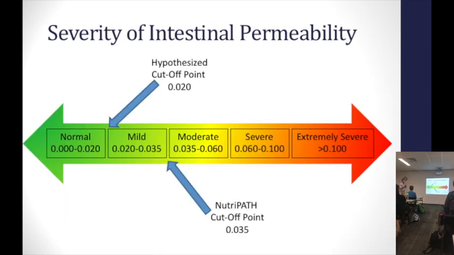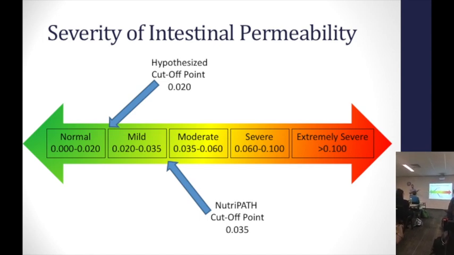So we're in the midst of determining a more accurate cutoff point. Our current hypothesis is that around the 20 mark is an ideal cutoff point for a healthy population, compared to 35 in Nutripath. We're still working on the research, so watch this space. It's going to get very interesting.